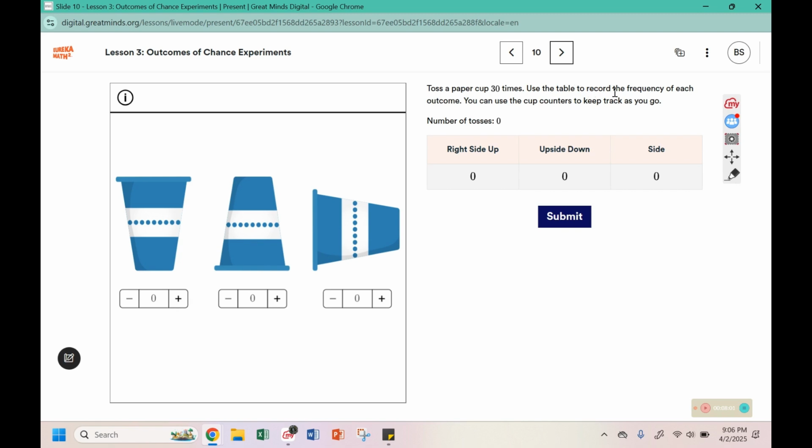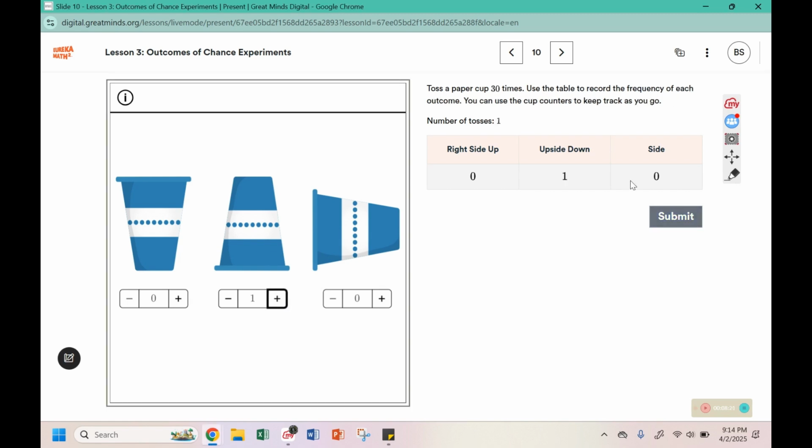Toss a paper cup 30 times. Use the table to record the frequency of each outcome. You can use the cup counters to keep track as you go. If you have a paper cup or a plastic cup at home that you can toss, you're going to keep track of which way it lands, and that'll adjust your table accordingly. So you're tossing it 30 times, recording each way that it lands all of those 30 times. This is something that you will want your data to use for the next couple of slides. So go ahead and complete that experiment now.